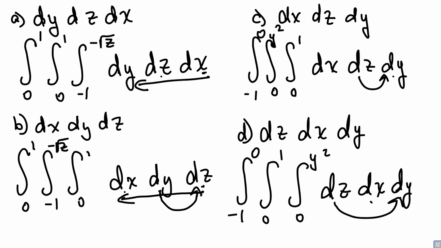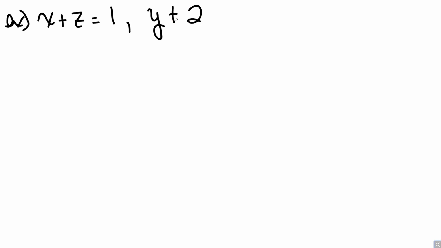Okay, so next, what we're going to do is take a look at how we find the volume. So our next example, we have this. It says find the volume of the region in the first octant bounded by the coordinate planes. We have it bounded by x plus z equals 1, and by y plus 2z equals 2.